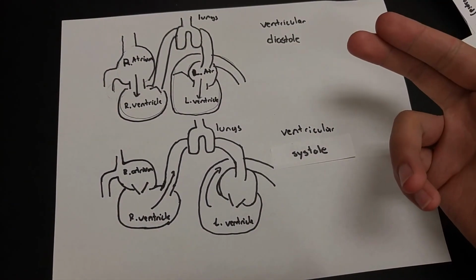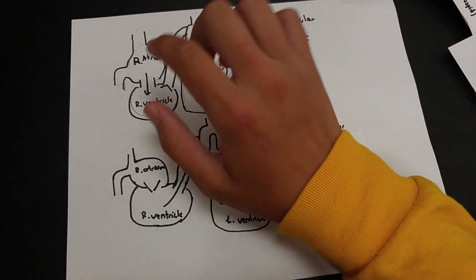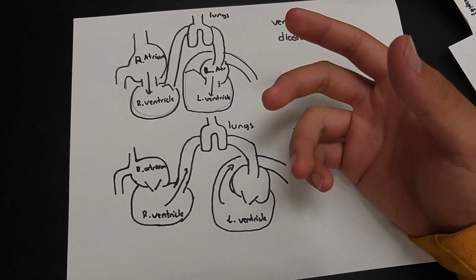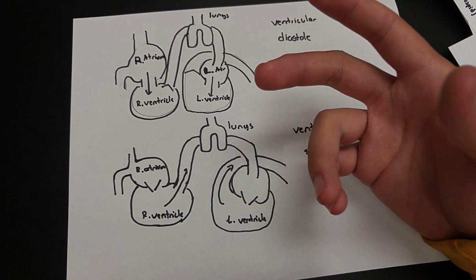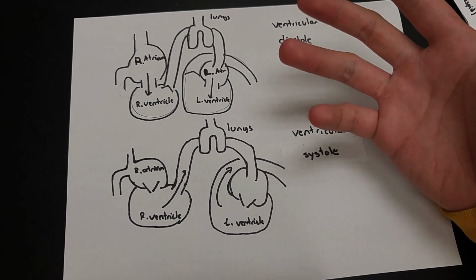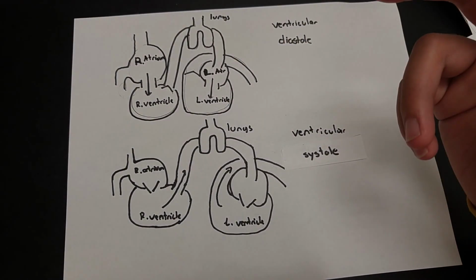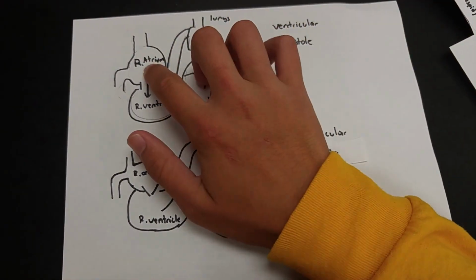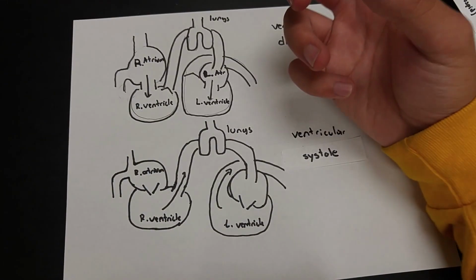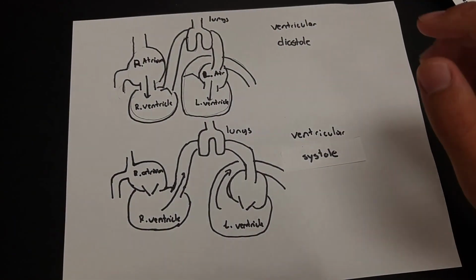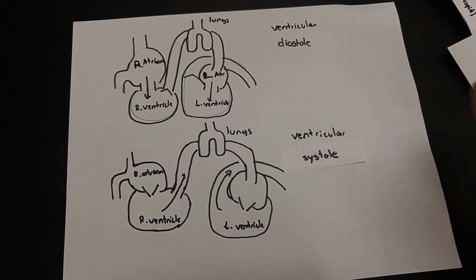Now let's look at it from the atrial side. Over here, the atria are receiving blood from either the body or the lungs, and then they're refilling, and that's atrial diastole. And then right here, the atria are contracting and sending their blood to the ventricles, and that's atrial systole. So that's what the terms diastole and systole mean.